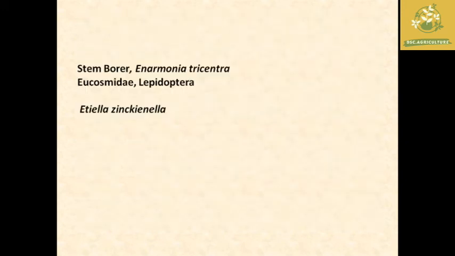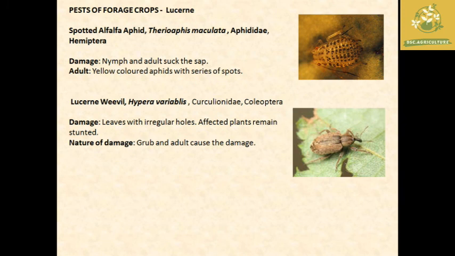And some other stem borers in Sunhemp are Enarmonia tricentra, family Eucosmidae, order Lepidoptera, and Atylla zincitella is one of the sap feeders present in them, and some other pests of forage crops. So we must remember that the pests of forage crops and green manures are mostly the same. Only some different pests I have spotted in forage crops. The pests present in green manures are also present in forage crops, so please remember that and follow the earlier green manure pests for the same forage crops.